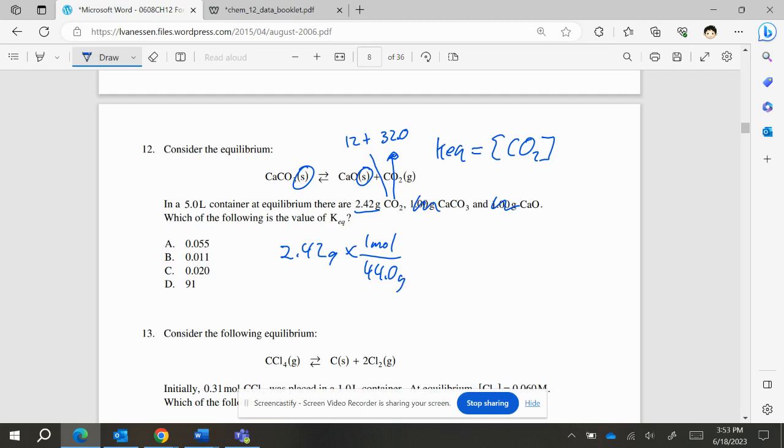Okay, I don't want moles of CO2. I want molarity of CO2. So I have moles, and now if I divide this whole thing by the amount of liters, which is 5, I'll get my concentration. So 2.42 divided by 44 divided by 5 equals, and I get 0.011. And that's my answer right there.